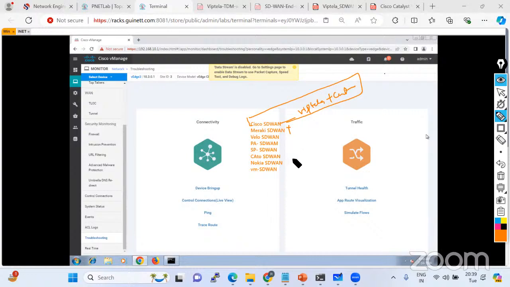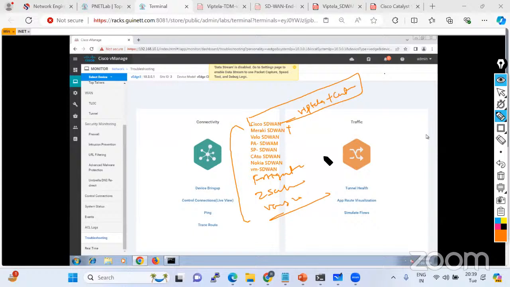Velo, Palo, Silver Peak, Cato, Nokia, this FortiGate SD-WAN. Versa also, Versa SD-WAN. Zscaler SD-WAN. Yes, Versa SD-WAN. You can see a lot of Versa, we even sell this product and provide the training. So a lot of SD-WAN is available in the market.